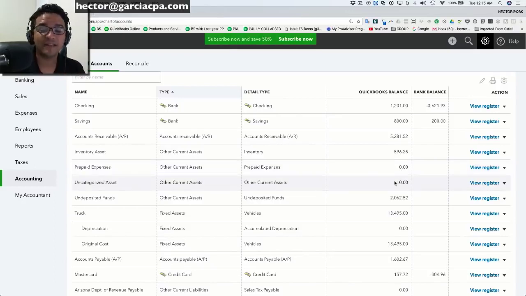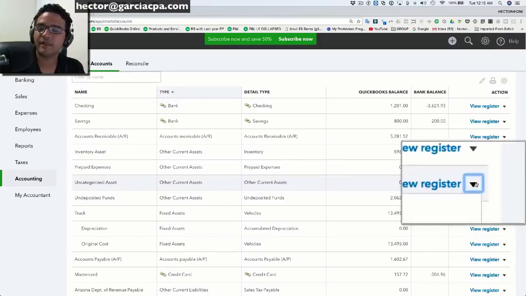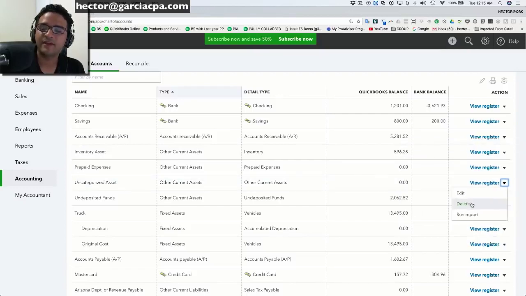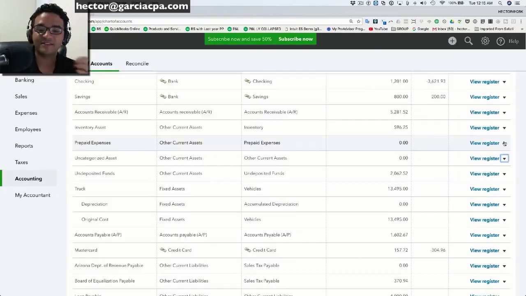But if there's an account you're never going to use and it's zero, maybe a loan that you paid off, you definitely want to get rid of it. So you just click on the little triangle where it says view register and click on delete, and you can delete any accounts in there that have a zero balance.